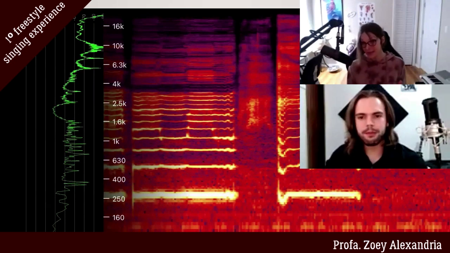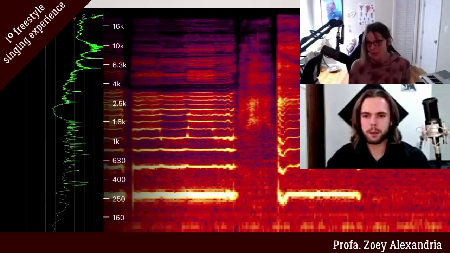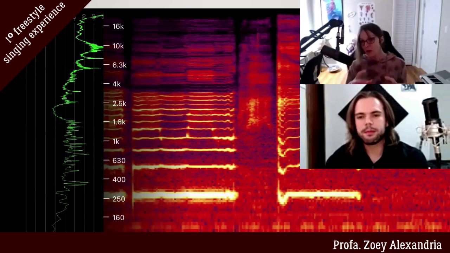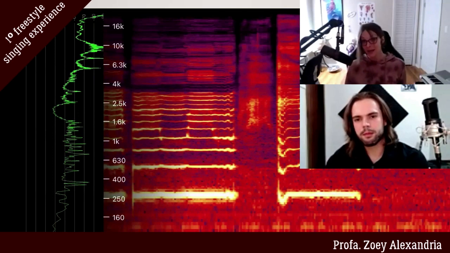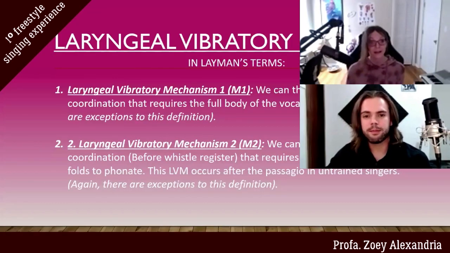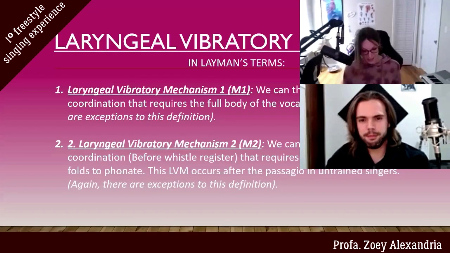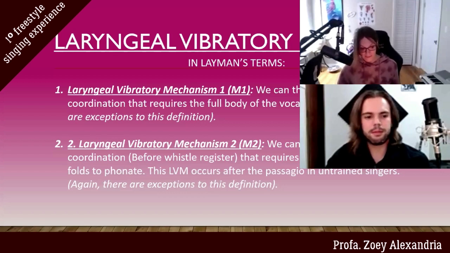Again, the fundamental pitch is the same, C4. But the tonal quality, the timbral quality, is so drastically different just by shaping the vocal tract to be smaller. Now, next, we need to discuss laryngeal vibratory mechanisms.